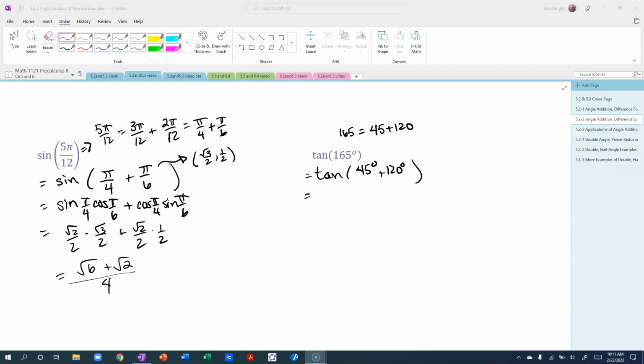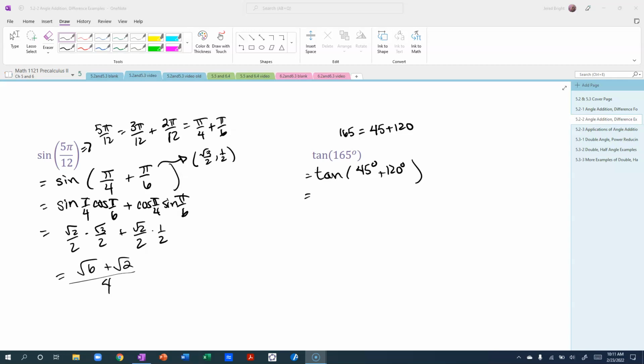Okay, so then I went through and evaluated. I just kept in mind that at pi over 6, I have the coordinate square root of 3 over 2, comma 1/2. And so then I went through and evaluated, got my answer, square root of 6 plus square root of 2 all over 4.